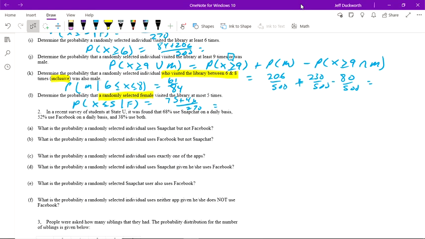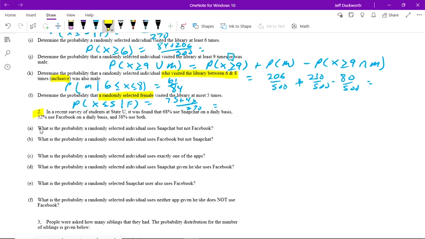All right, let's finish this homework assignment here. So, problem number 2 says in a recent survey of students at State U, it was found that 68% use Snapchat on a daily basis, 52% use Facebook on a daily basis, and 38% used both.